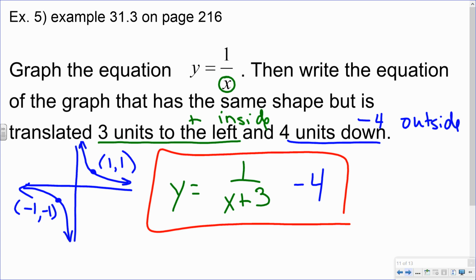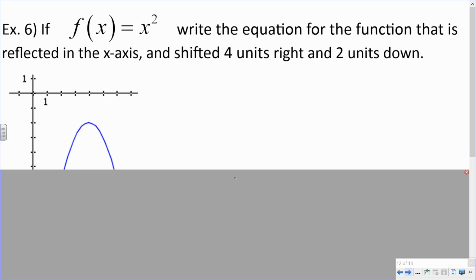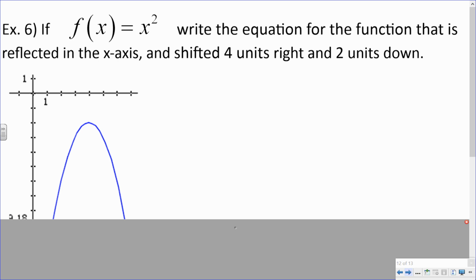Now, the order that we do these can make a difference in what the equation looks like. If we had a parabola, if we reflect it in the x-axis, so we're going to turn it upside down, move it 4 to the right and 2 down, it is now upside down with a vertex at 4, -2. So let's come up with the equation for this one. If we reflect in the x-axis, we have the -x squared.